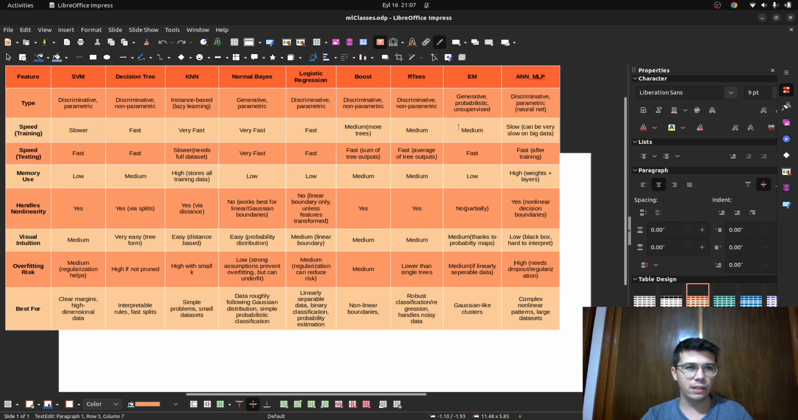Here, let's start with the type. This is discriminative like the others, and also parametric. Also, you should keep in mind this is a neural network, different than the others. It means there are layers in here. There are weight parameters different than the others. So you should keep in mind this neural network specification.